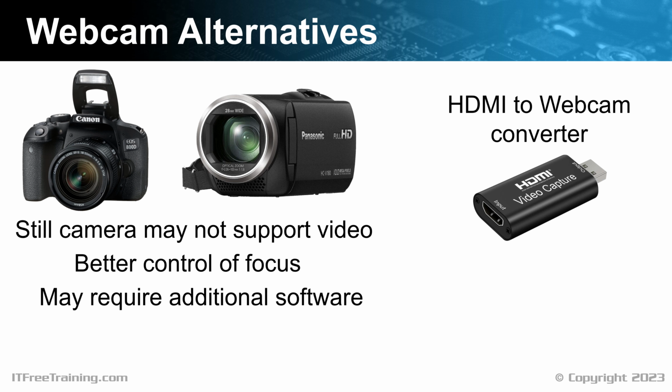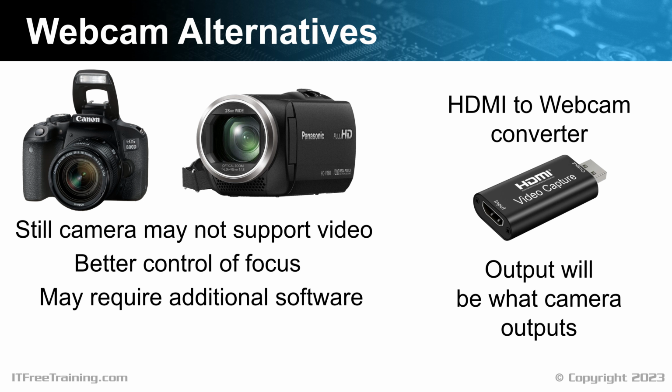These devices allow the computer to see the device as a webcam. In some cases, the HDMI output may output a lower resolution than the camera captures. HDMI converters are pretty cheap to buy and a lot easier than installing additional software. However, keep in mind the output will be what the camera outputs. If your camera is outputting information on the screen, such as the battery level or other information, this will be transferred to the computer. With some cameras, you will be able to switch this information off, some you will not.